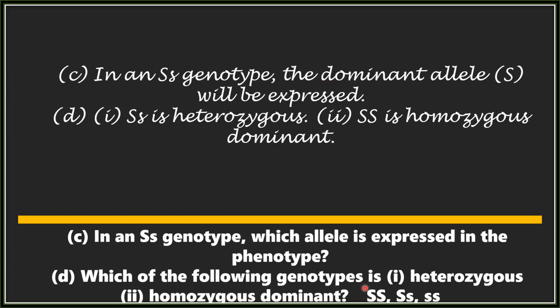Which of the following genotypes is heterozygous and homozygous dominant? Capital S, small s is heterozygous. Capital S, capital S is homozygous dominant.